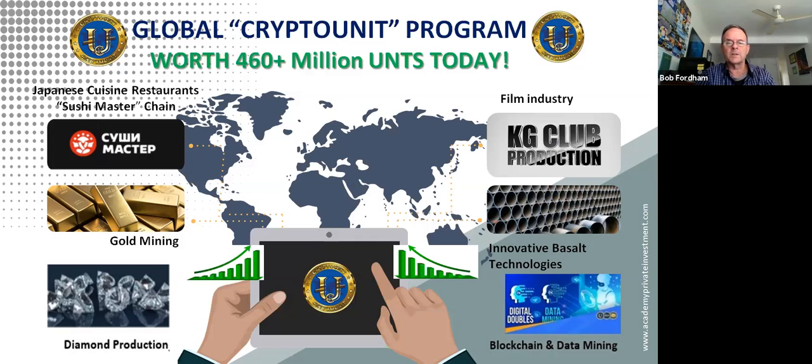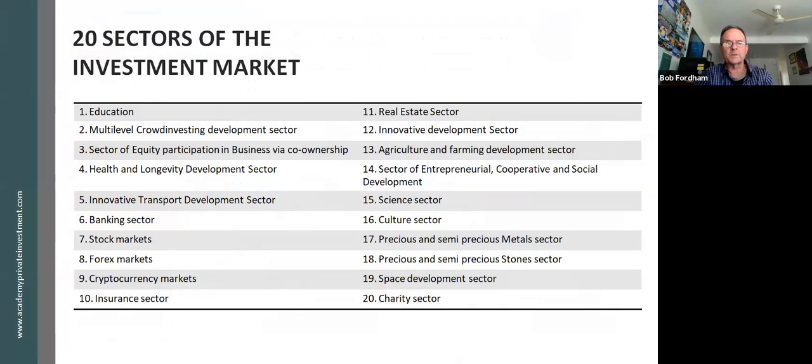And the CryptoUnit just keeps on growing. In the 20 sectors of the investment market, through education, the multi-level crowd investing development sector, the equity participation in business and co-ownership. This is where the startup companies live. This is a multi-trillion-dollar area. We have crowd-funded numerous companies with their great ideas to market, the likes of Uber, Fiverr, and Zoom that we're currently listening to this particular presentation on.